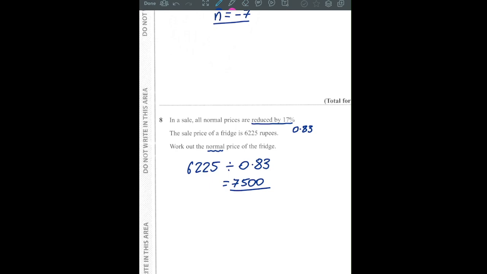Being a nice number, that's a good hint you've got it right. And also the fact that the question didn't tell you how to round is a subtle hint that you should be getting a nice round number. So 7,500. And if you wanted to check that, you could try doing the question forwards. Normal price is 7,500. Reduce that by 17%. Do you get 6,225? Yes, indeed you do.